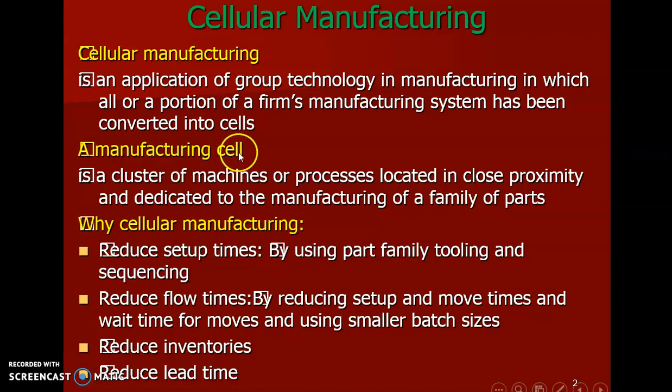In order to develop this manufacturing cell, it is used for the purpose of developing a family of parts. So why is cellular manufacturing required? It is required to reduce setup times, flow times, inventories, and manufacturing lead time.